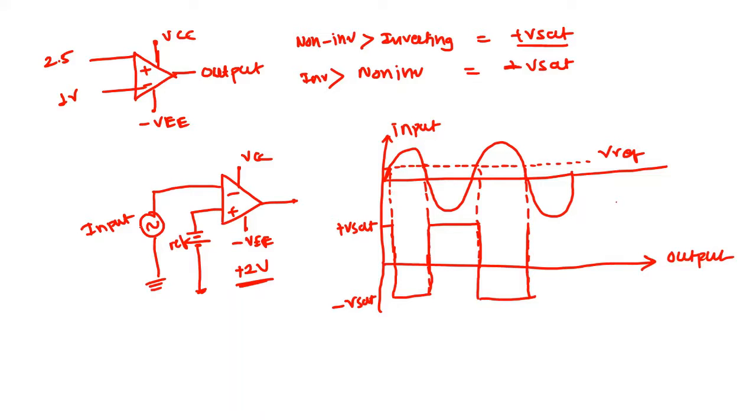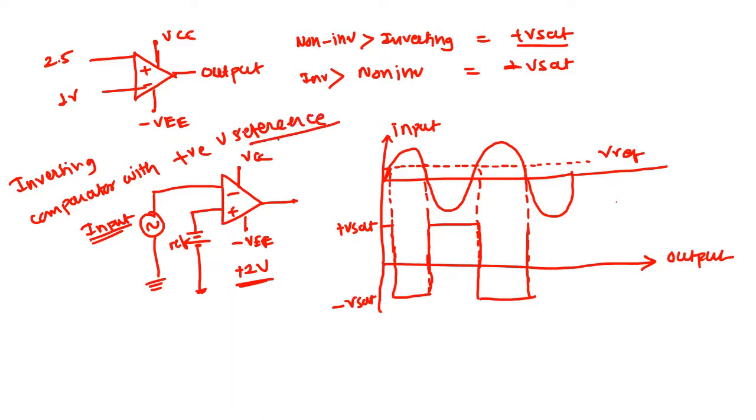Which comparator? I have given the input to the inverting terminal: the inverting comparator with positive V reference. I have drawn the positive V reference case for you. So I think this concept got to you, and I will stop over here.